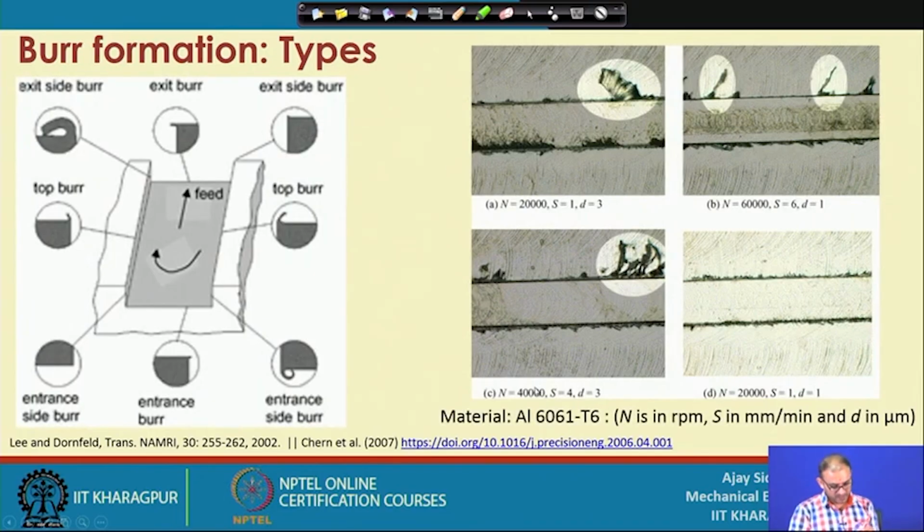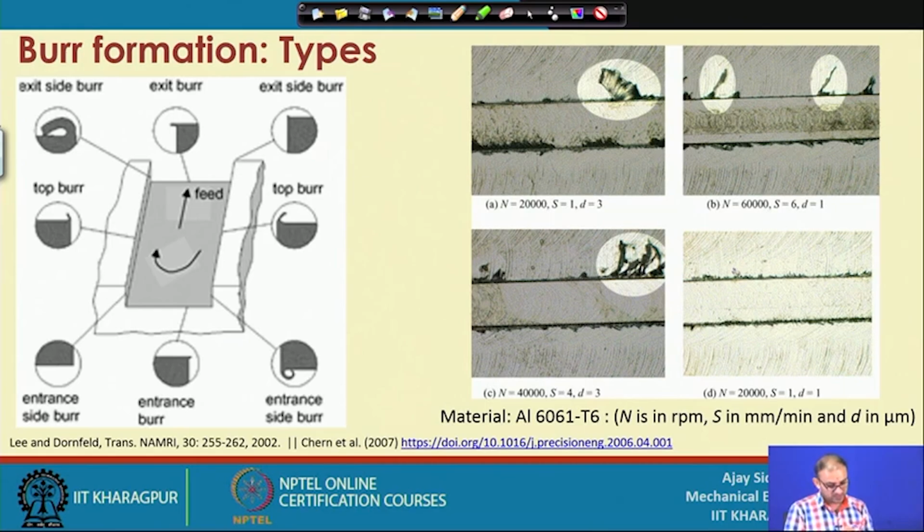This is one material, because we know that burr formation is also affected by different material properties. If you change the material and change the process parameters, your burr formation will be different. So you cannot have the same definition for all cases. Every time we look at burr formation, it is better to understand which material it is and what the parameter settings are. So now, this is 20,000 RPM, a feed rate of 1 millimeter per minute, and a depth of cut of 3 micron.